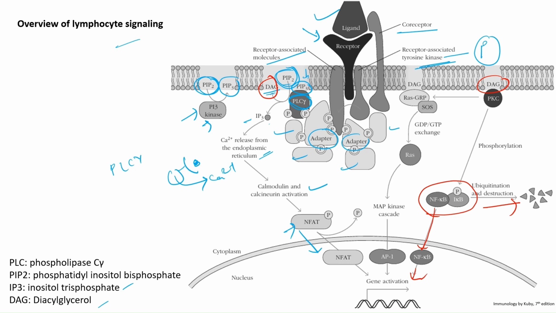Now if you see the third pathway, the DAG can also activate RAS and then the RAS MAP kinase pathway.